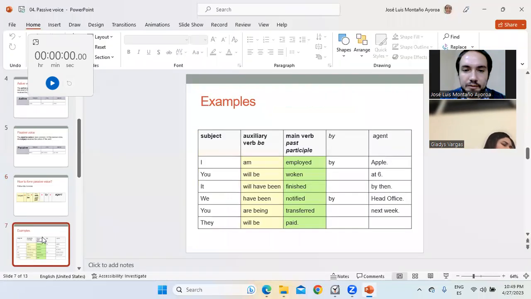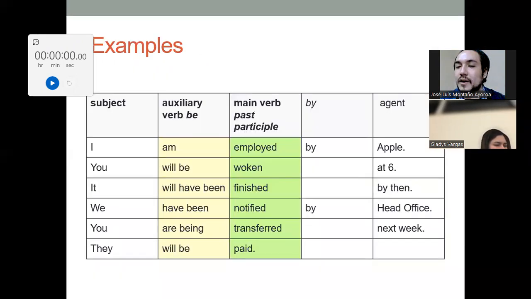Now, I want to go to the next part. This is a set of examples that are in passive voice. So let's read please the possibilities, Gladys. Let's read all these examples that are in passive voice. I am employed by Apple. You will be working at 6. It will have been finished by then. We have been notified by the head office. You are being transferred next week. They will be paid. Thank you.